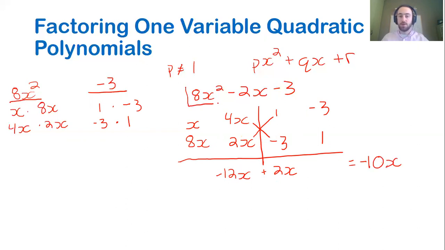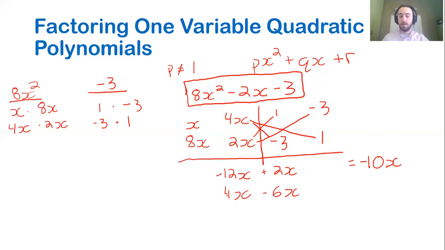Negative 10x does not equal our middle term in our question. In this case, it's negative 2x. So we have to continue. Let's try negative 3 and 1, giving us, or sorry, positive 4x and 1, giving us 4x, 2x and negative 3, giving us negative 6x. Going through the addition at the bottom, we have negative 2x. Perfect. That is our middle term.